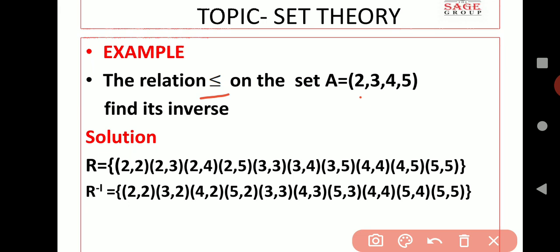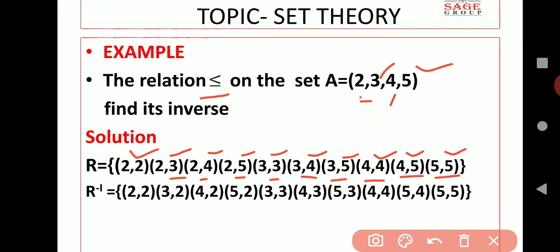and the second pair is (2, 3), and the next pairs are (2, 4), (2, 5), and for 3 it is (3, 3), (3, 4), (3, 5), and for 4 that is (4, 4), (4, 5), and for 5 it is only (5, 5). So we have the relation R is equal to {(2, 2), (2, 3), (2, 4), (2, 5), (3, 3), (3, 4), (3, 5), (4, 4), (4, 5), (5, 5)}.